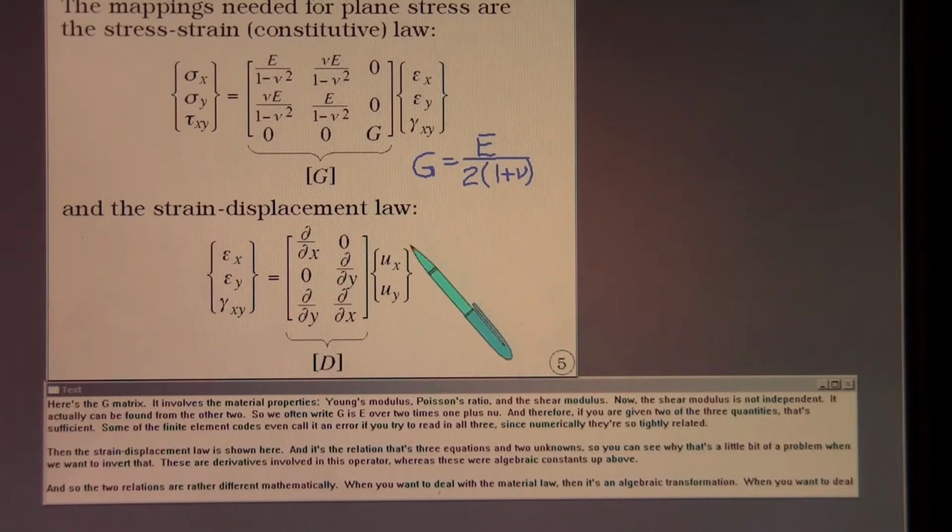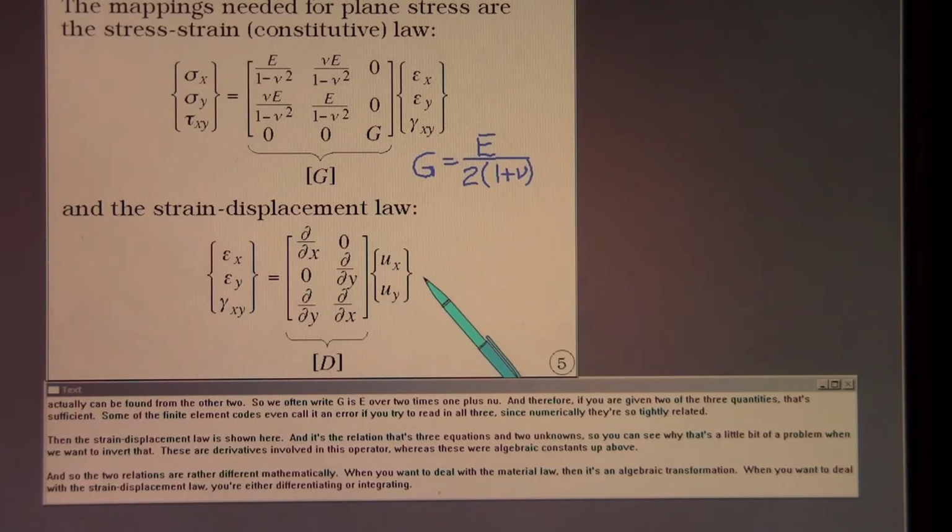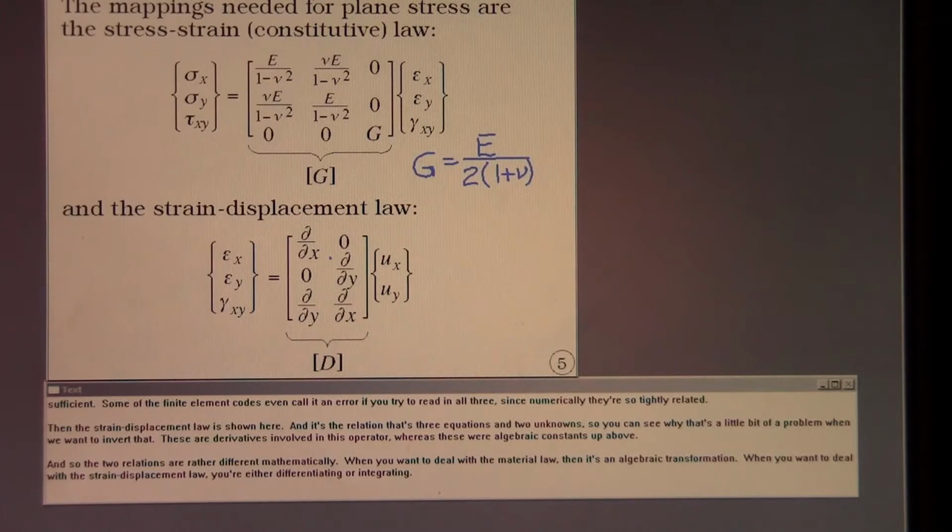Then the strain displacement law is shown here, and it's the relation that's 3 equations and 2 unknowns. So you can see why that's a little bit of a problem when we want to invert that. These are derivatives involved in this operator, whereas these were algebraic constants up above. And so the 2 relations are rather different mathematically. When you want to deal with the material law, then it's an algebraic transformation. When you want to deal with the strain displacement law, you're either differentiating or integrating.